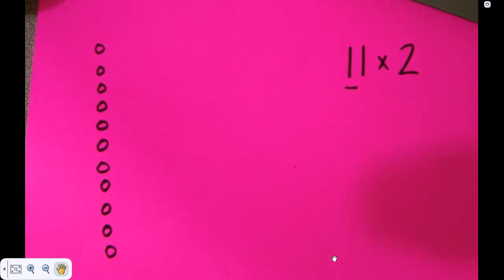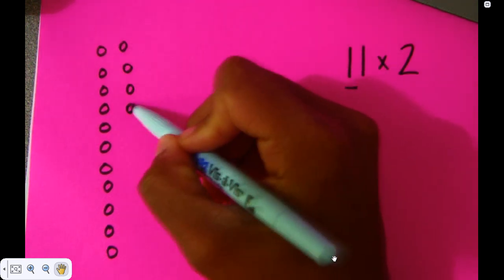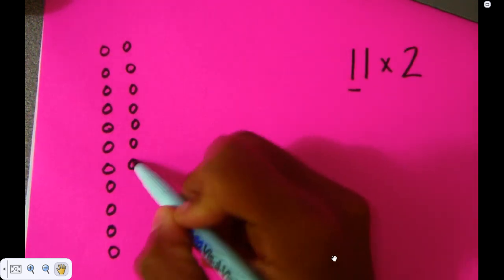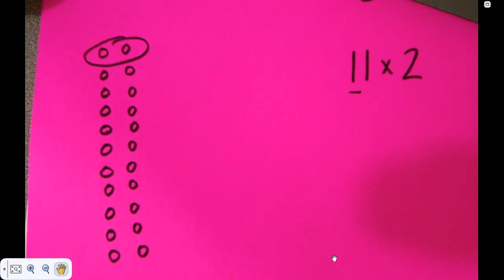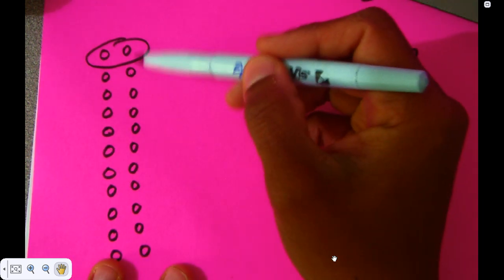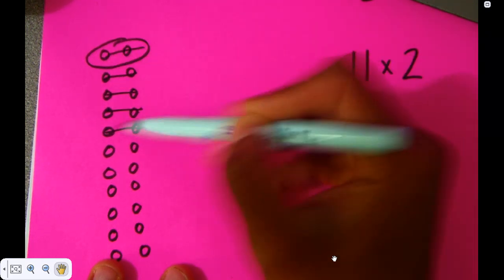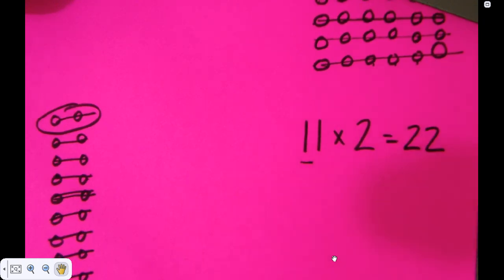Now, can you think about how many, if I did 11 rows, need to be in each row? If you said 2, then you are correct. So 1, 2, 1, 2. And I just keep putting 2 in each row. Then I have to count these. The great thing about this is they're in groups of 2. Counting by 2s is an easy skill. So I can say 2, 4, 6, 8, 10. Let me cross them out. 10, 12, 14, 16, 18, 20, 22. So the product of 11 times 2 is 22.